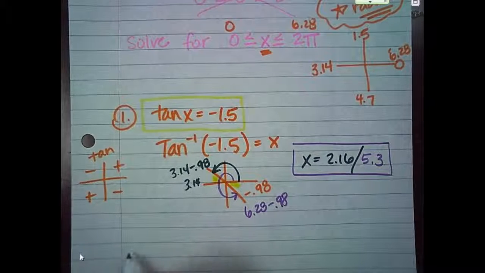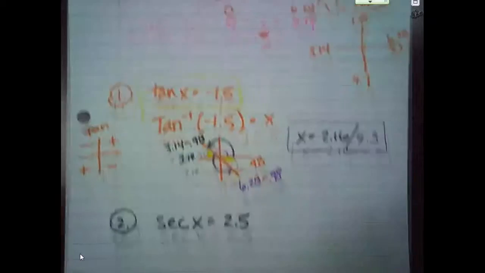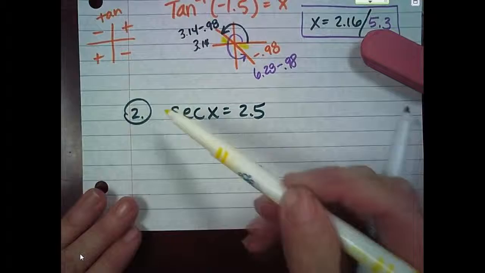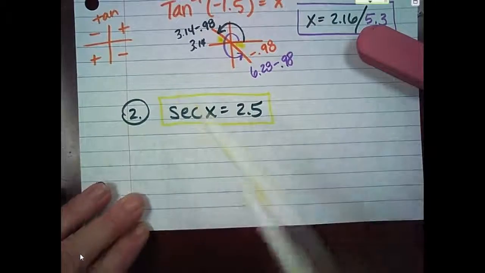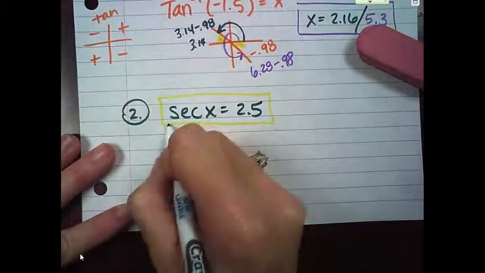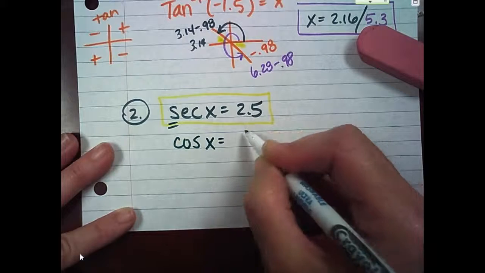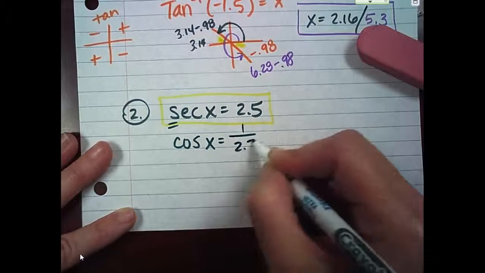Number 2 calls for the secant of x equaling 2.5. Remember me telling you about flipping. The only time you flip is when you see the words secant, cotangent, and cosecant. You don't flip for an inverse. The inverse just flips x and y, your domain and range. It doesn't take the reciprocal. So then I have secant. The reciprocal of secant starts with an s, so I start with c. So cosine of x equals 1 over 2.5.